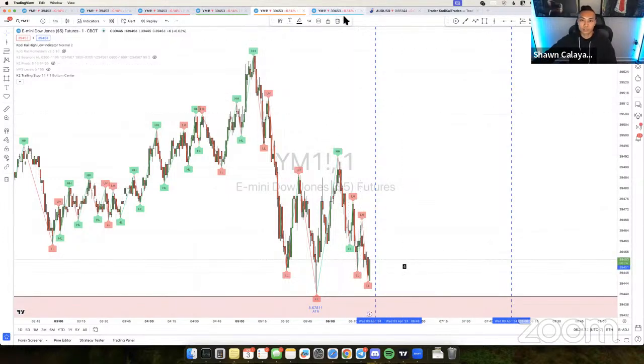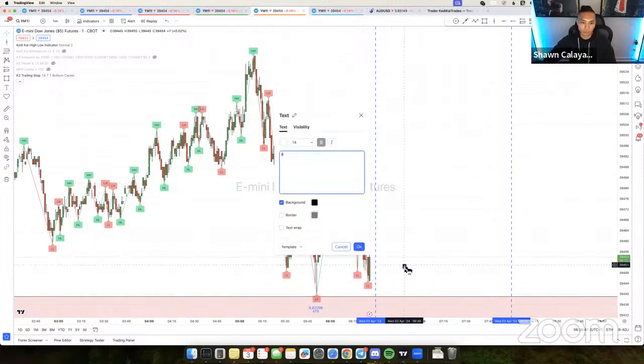Every time I try to type this, someone jumps. All right, let me see if I can get this on. And this text button is always hard to click on for some reason.